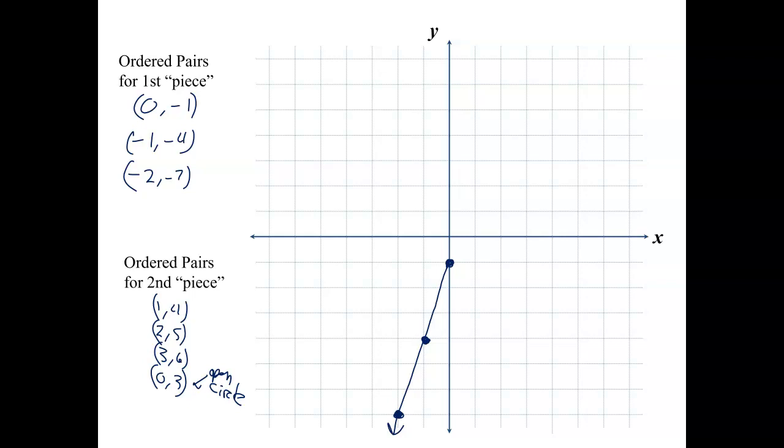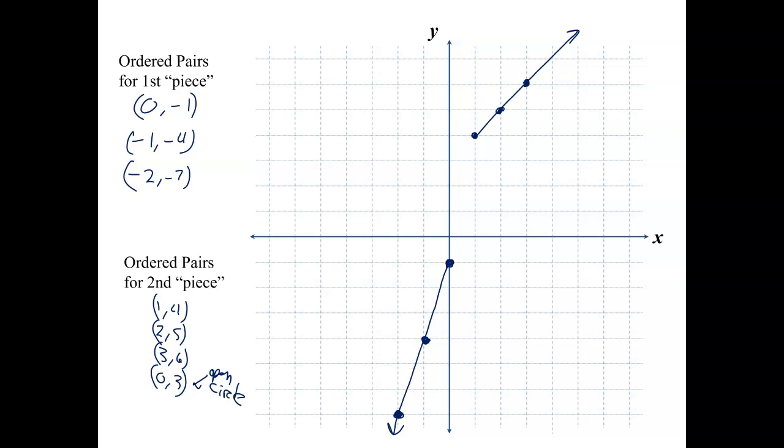And then it's going to jump over to my second piece, because the second piece takes over after 0, going to the right. So I have 1, 4, goes up here. So 1, 2, 3, 4, and 2, 5, and 2, 6. So my line continues from there.